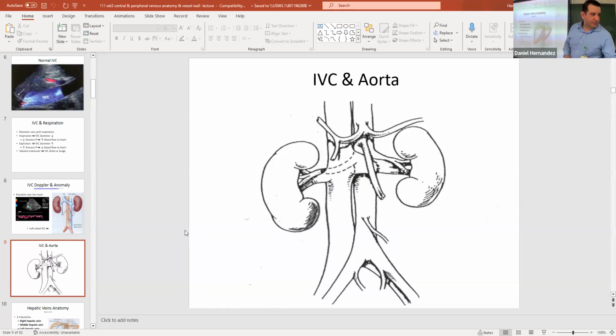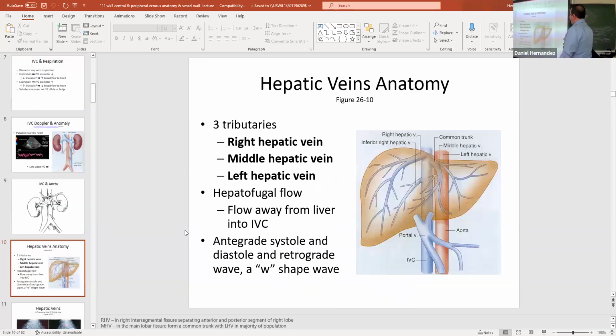So, hepatic anatomy. Now we're talking about the venous drainage for the liver. We have three tributaries that drain the liver: a right hepatic vein, a middle hepatic vein, and a left hepatic vein. Each vein corresponds to a segment of the liver that you're going to learn. The right hepatic vein drains the right lobe of the liver, on the patient's right. The middle hepatic vein separates the right and left lobes. And the left hepatic vein drains the left lobe of the liver.